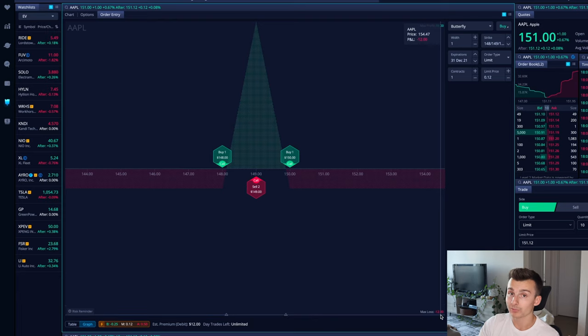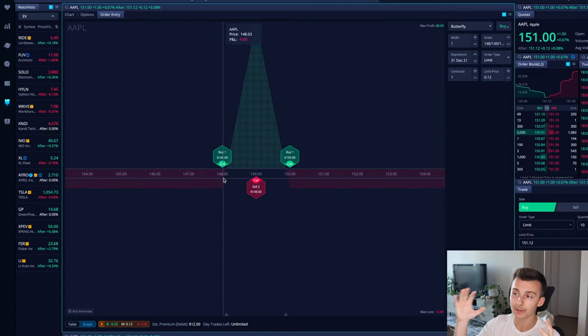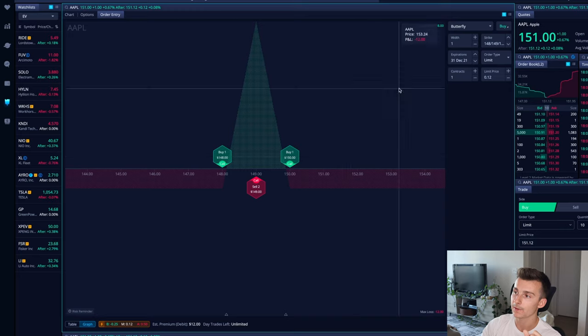What we paid is what our max loss is. And how we achieve that max loss is Apple would finish this period by the expiration date. Apple is going to end up either being below 148 or above 150. That would achieve our max loss.